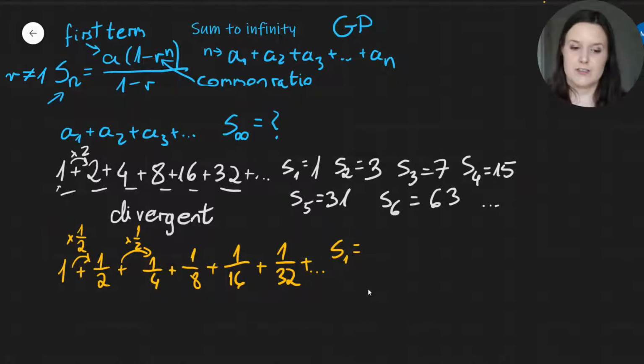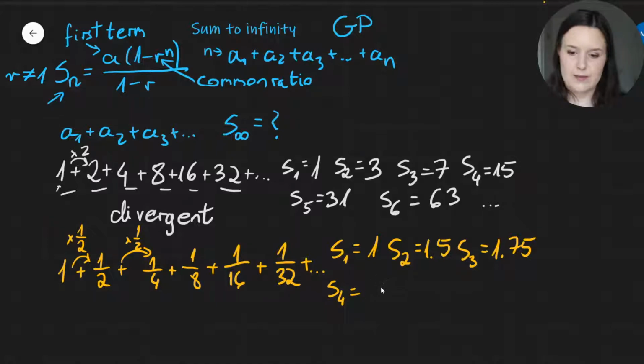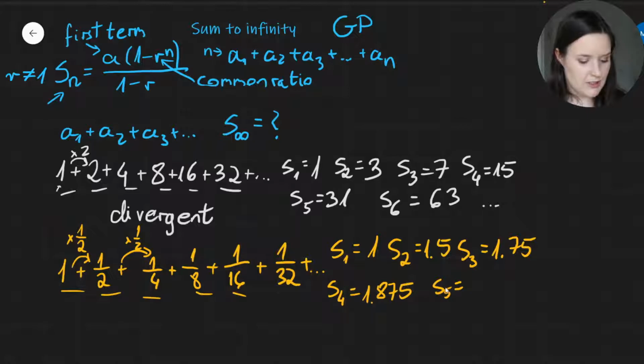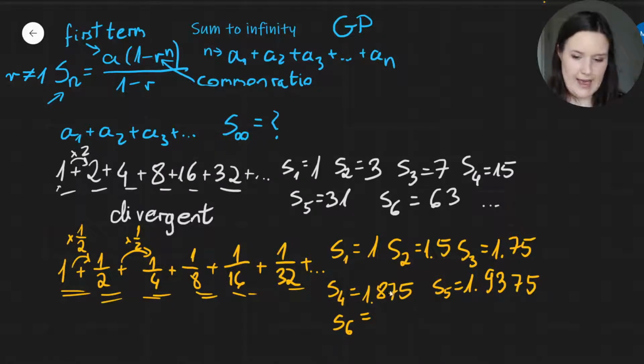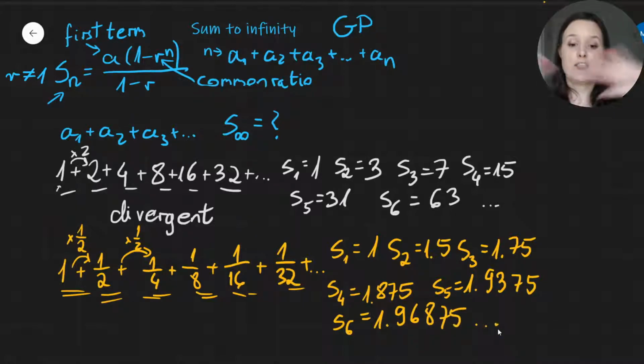S1, the sum of the first one term, is just the first term, 1. S2 is 1 plus half, that's 1.5. S3 is 1 plus half plus quarter, that's 1.75. S4 is adding 1/8 to that, so that is 1.875. S5, the sum of the first 5 terms, I will just cheat, I calculated it before. So this is 1.9375, and S6 I also calculated before, that's 1.96875. Now the situation is totally different.